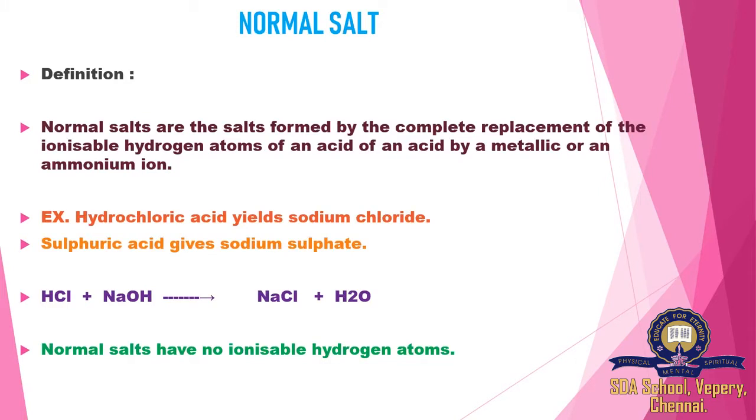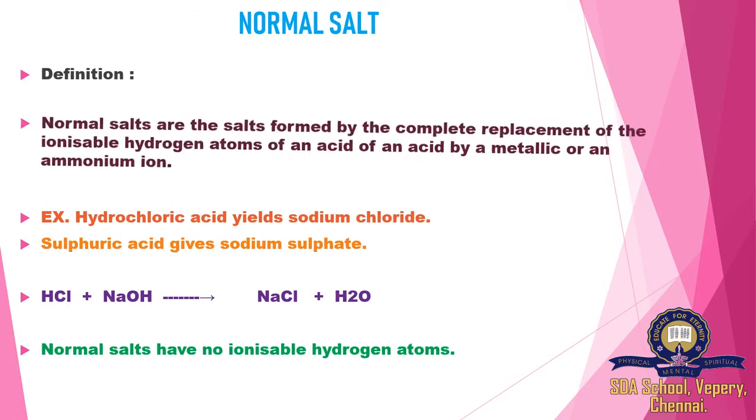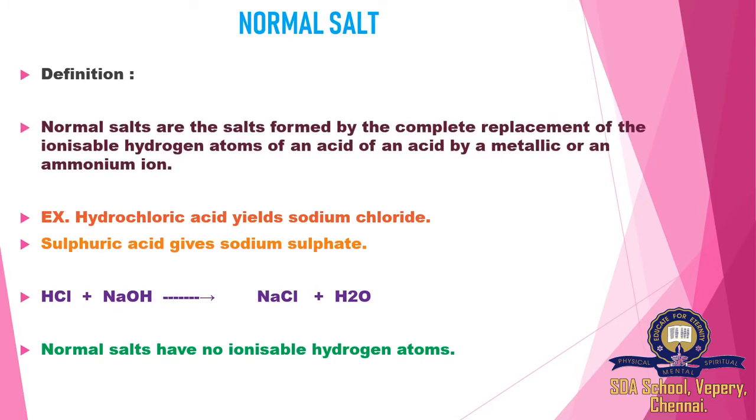Normal salt. What is a normal salt? Normal salts are the salts formed by the complete replacement of the ionizable hydrogen atoms of an acid by a metallic or an ammonium ion. Here the example is hydrochloric acid yields sodium chloride, while sulfuric acid gives sodium sulfate. Yes, when the base is reacting with corresponding acids, it is liberating different types of salt.